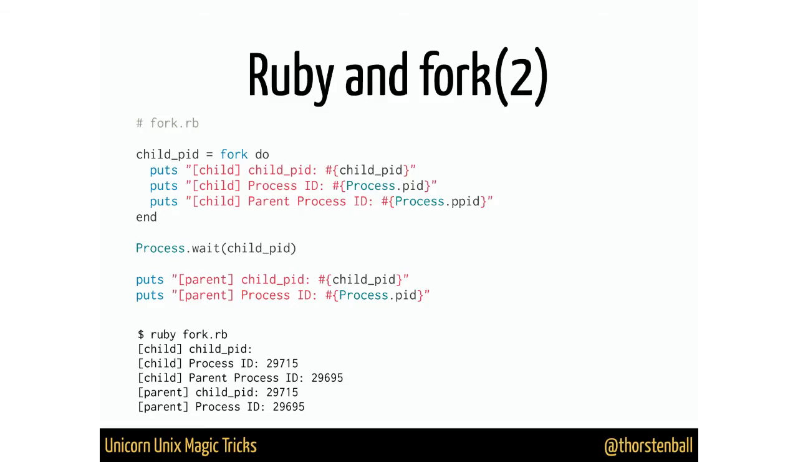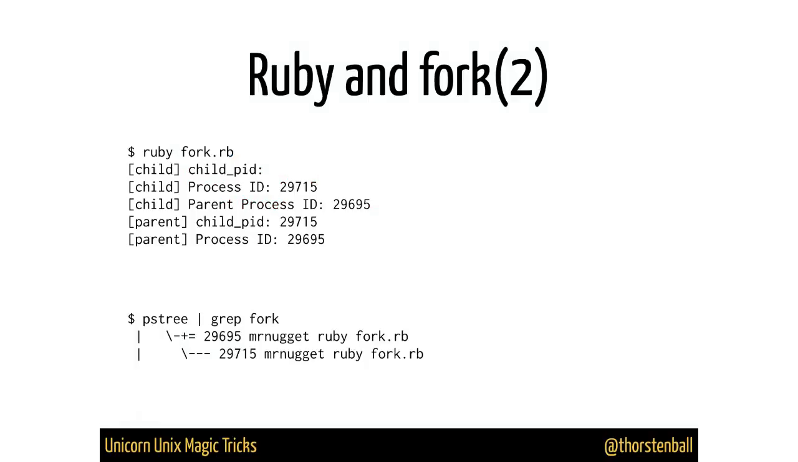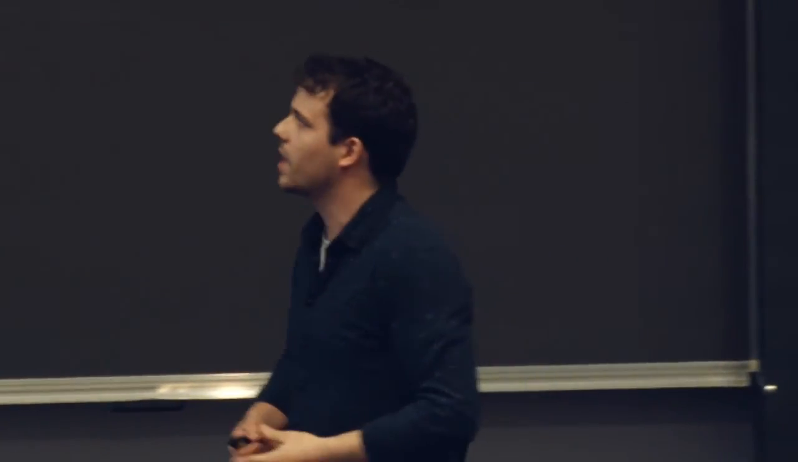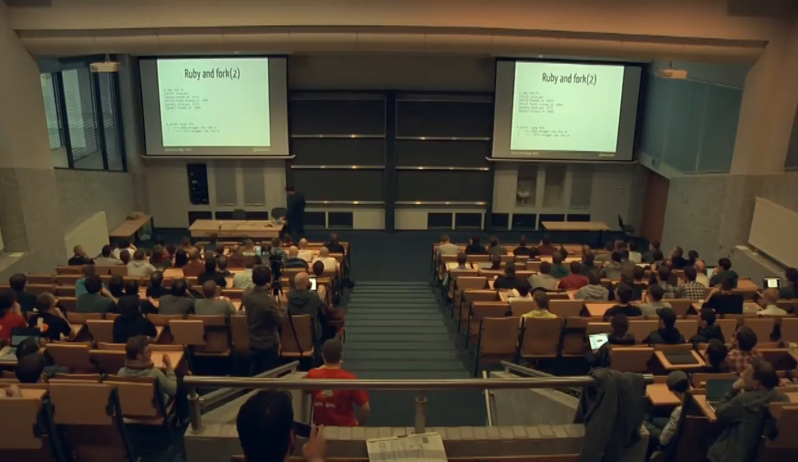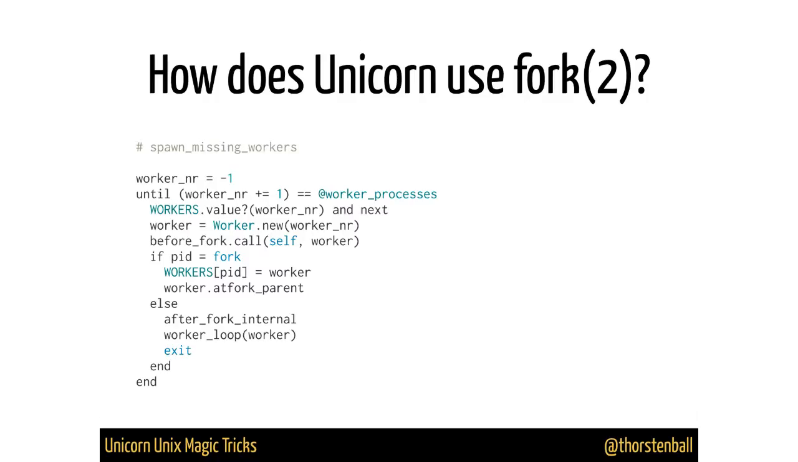And with just this call to fork, we created 2 processes, a parent process and a child process. If you use a tool like ps or pstree, we can see that it kind of resembles what we saw earlier with the Unicorn process architecture. So how does Unicorn use fork? Basically in the same way.